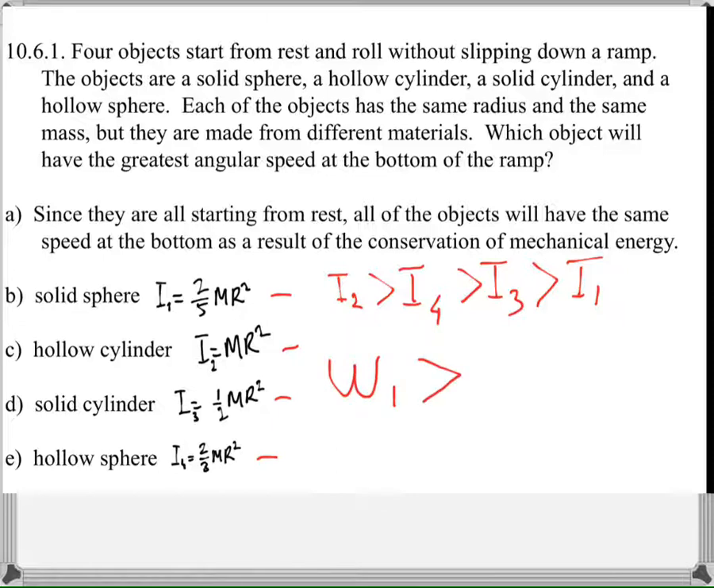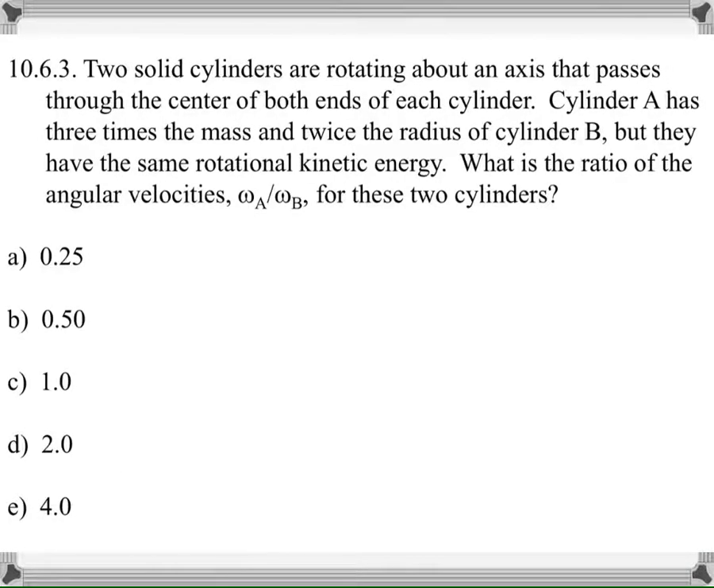And which one comes next? Omega 3. And next? Omega 4. And omega 2 will have the smallest angular speed because it has the largest moment of inertia. All right. Let's think on this question.